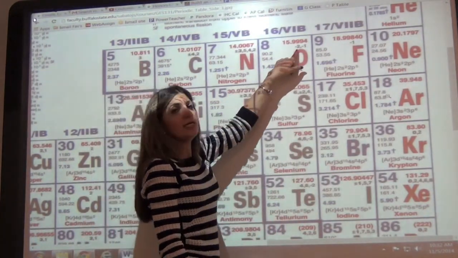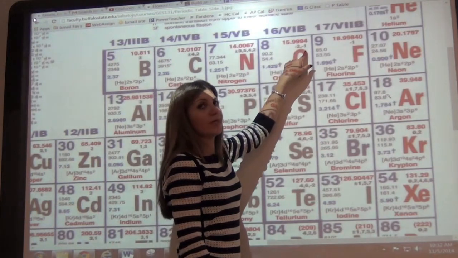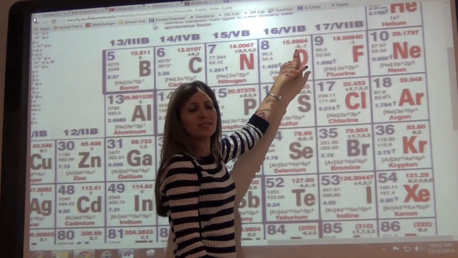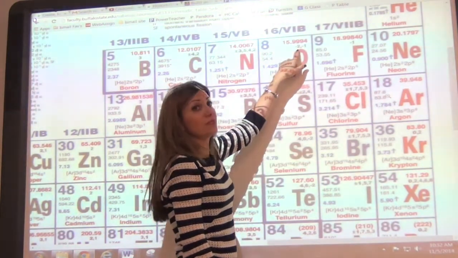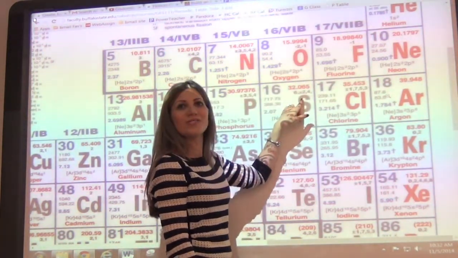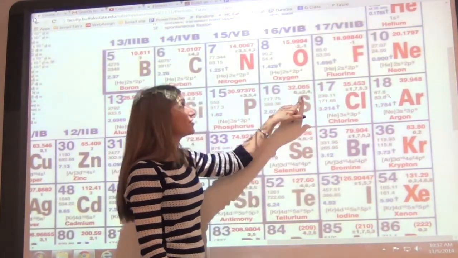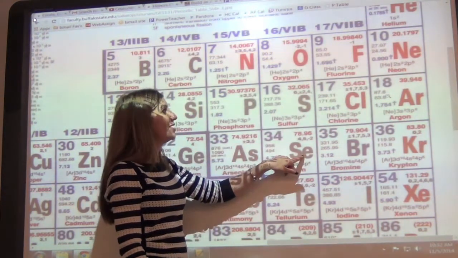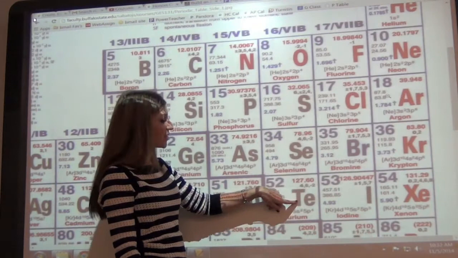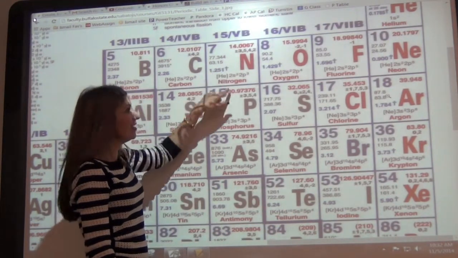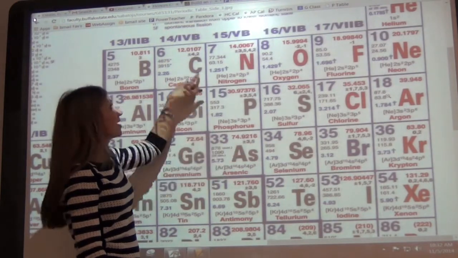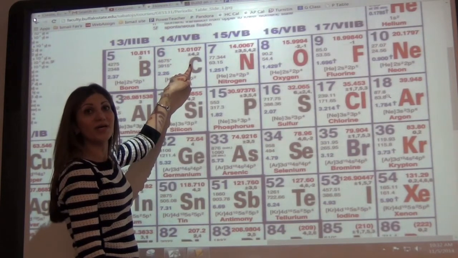Let's do the next one. Oxygen says -2 or -1. But we're actually going to take this to be a -2. It's only -1 in peroxides, so we're going to say -2. What about sulfur? What's the only negative number? -2, just like oxygen. What about selenium? -2. And what about tellurium? -2. Nitrogen? -3. Carbon, -4.